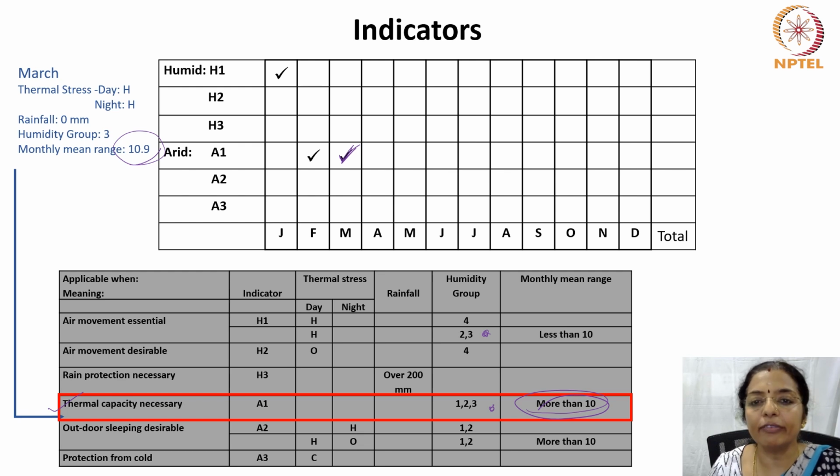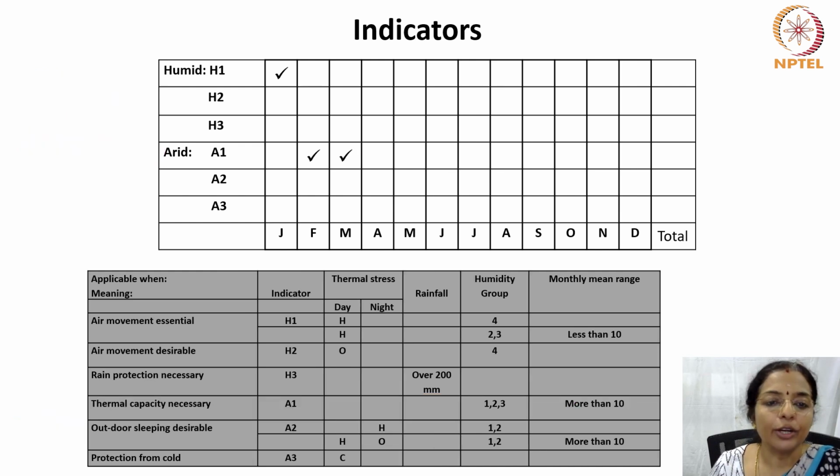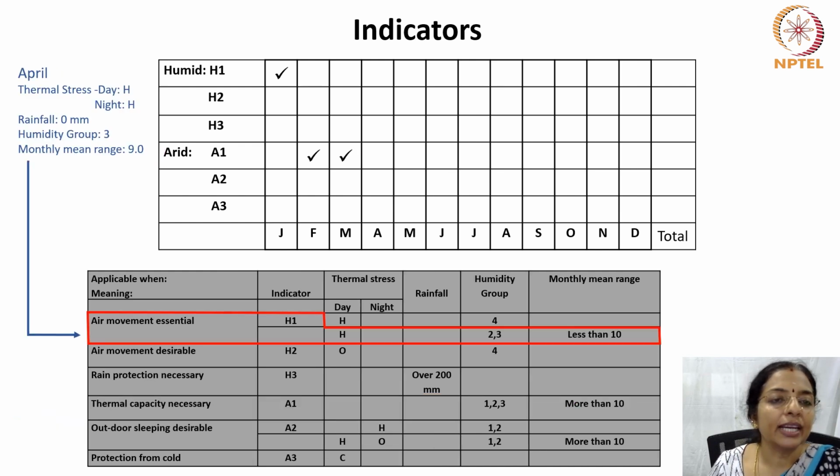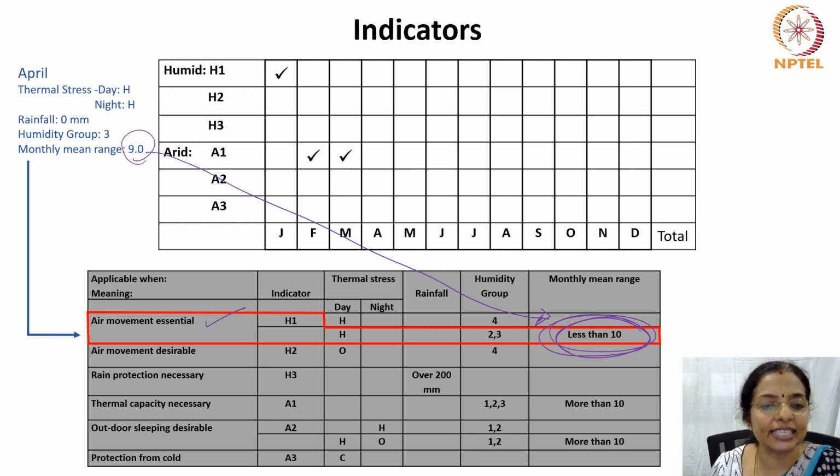Then we will move on to April. During April, what is the data? The data is again thermal stress during day is H, rainfall is 0, humidity is 3, monthly mean range now is less than 10. So here it is 9, which is less than 10. Therefore, we pick this box that air movement is essential, which is H1. So we will have to mark H1.